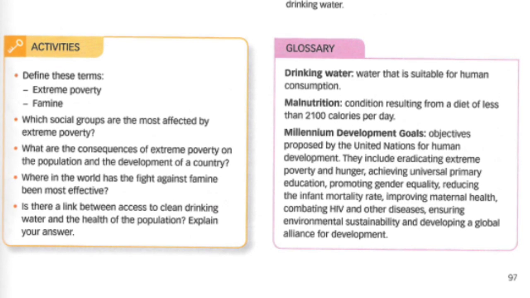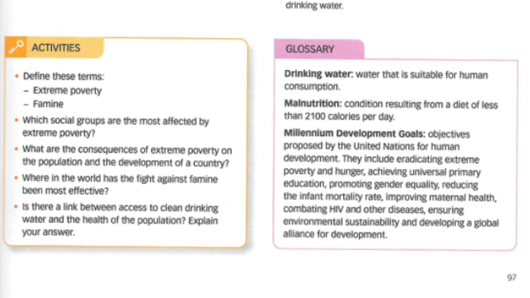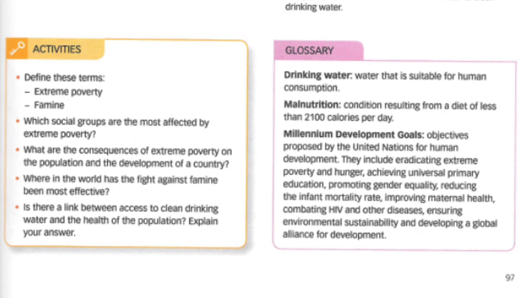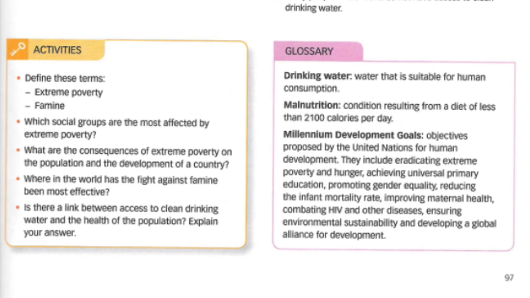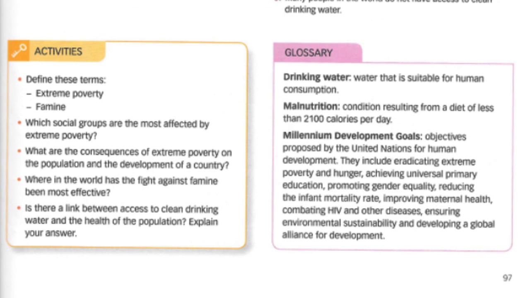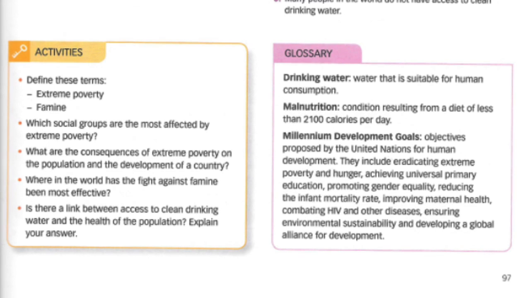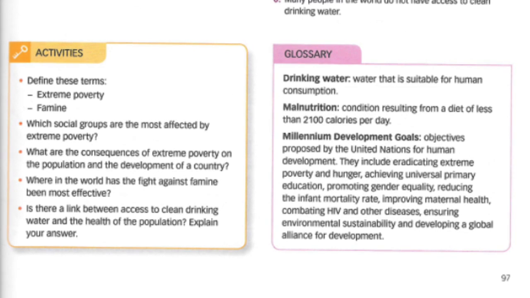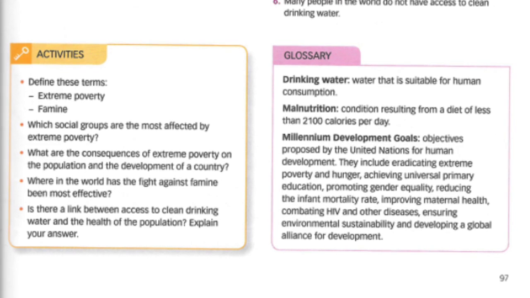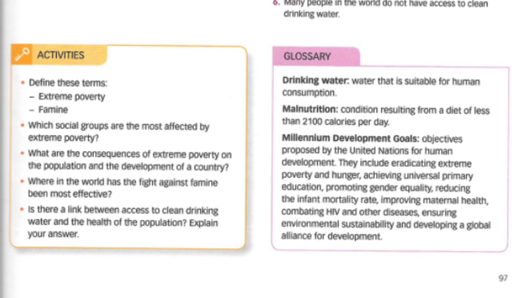They include eradicating extreme poverty and hunger, achieving universal primary education, promoting gender equality, reducing the infant mortality rate, improving maternal health, combating HIV and other diseases, ensuring environmental sustainability, and developing a global alliance for development.